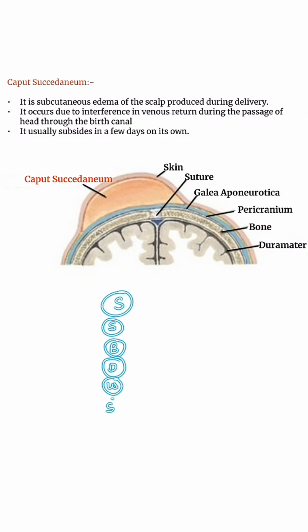Safety valve hematoma: the signs of cerebral compression do not appear until the subaponeurotic space is completely filled with blood. Cephalohematoma: subperiosteal collection of blood, commonly seen in the parietal regions. Caput succedaneum: it is subcutaneous edema of the scalp, occurring during delivery.